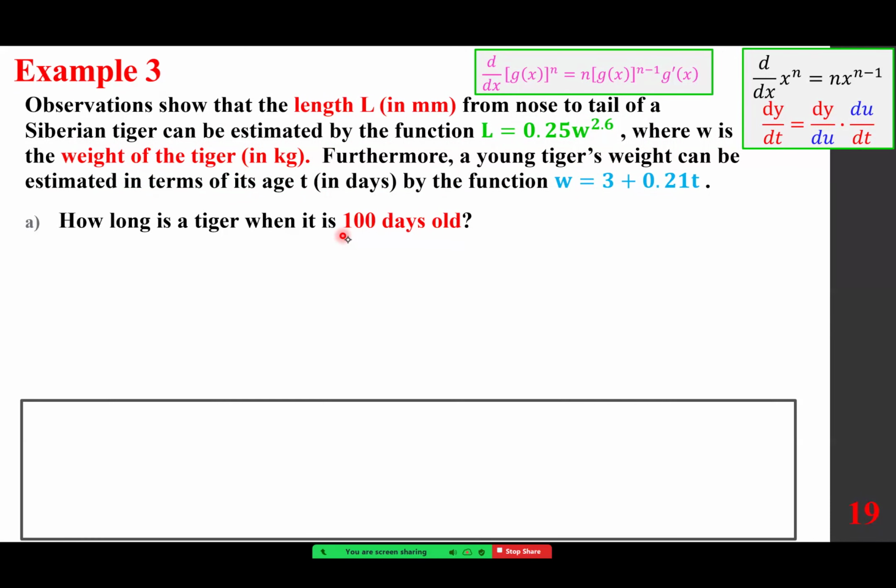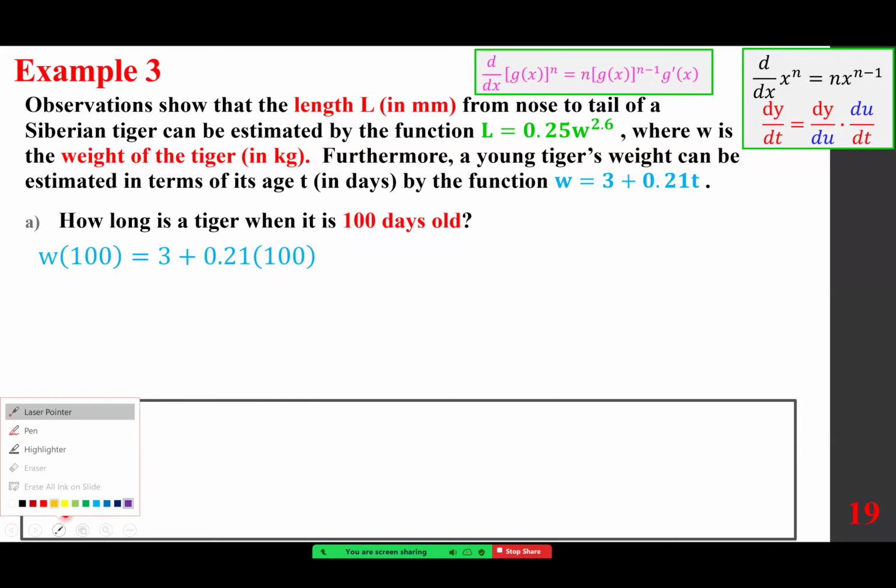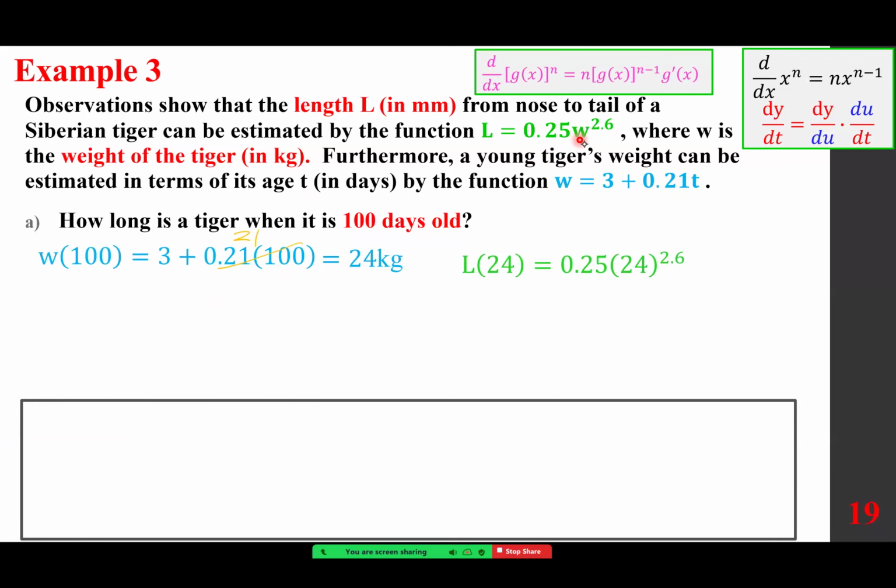Well, there are a couple of different ways of approaching it. One approach is that you plug in t equals 100 here to find the weight. This has 2 decimals, 2 zeros. They cancel each other. They result in 21. With 3 is 24. So the weight is 24 kilograms. You always answer with proper units. You put the 24 into the L function as a function of W. Use a calculator.